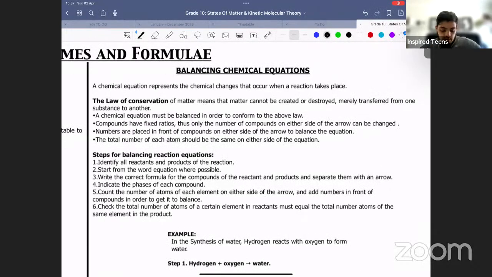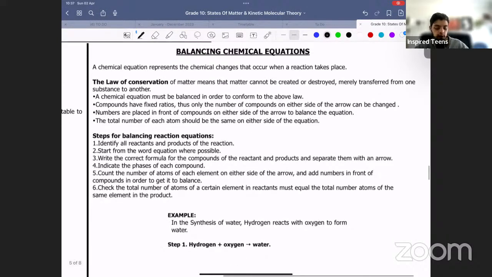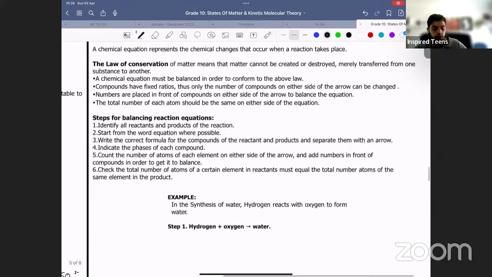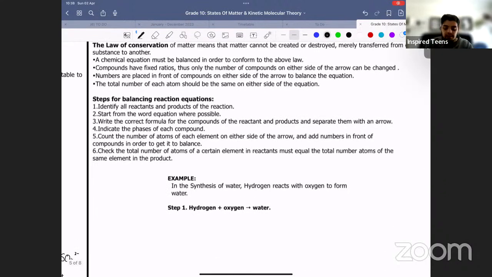Okay, so steps for balancing reaction equations. So these steps, let's go through them. Identify all reactants and products of the reaction. Start the word equation where possible. Write the correct formula for the compounds of the reactants and separate them with the arrow. Indicate the phase of each compound. Count the number of atoms of each element on either side of the arrow and add numbers in front of the compounds to get it to balance. Check the total number of atoms of each element.